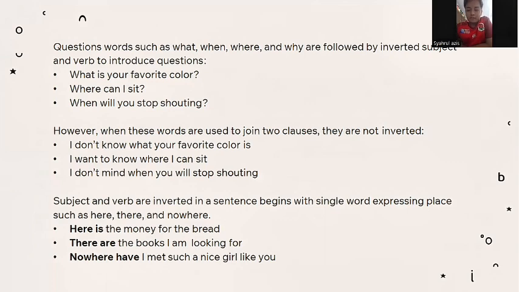Subject and verb are inverted in a sentence that begins with a word expressing place, such as here, there, and nowhere. Here is the money for the bread. There are the books I'm looking for. Nowhere have I met such a nice girl like you.